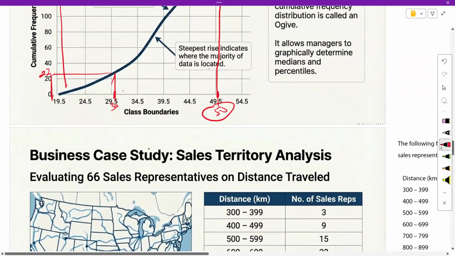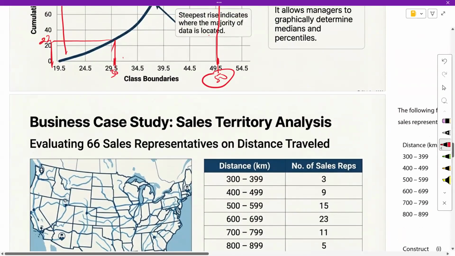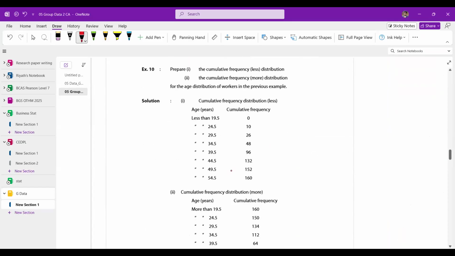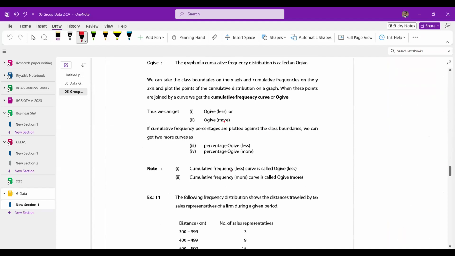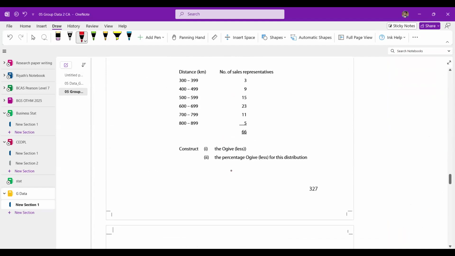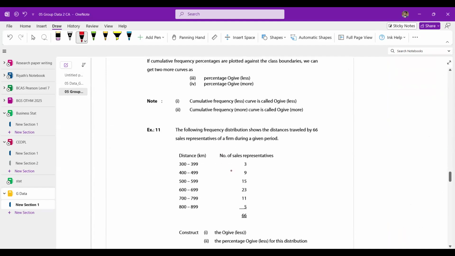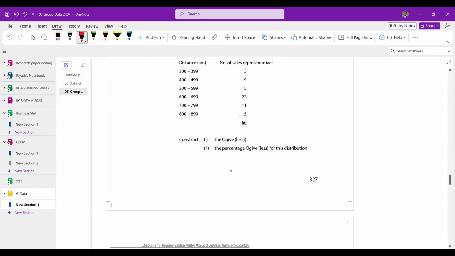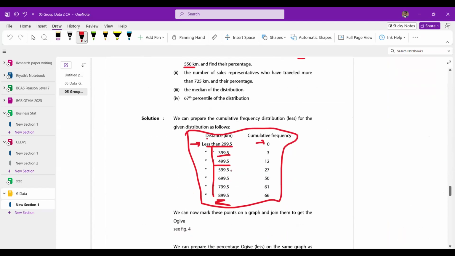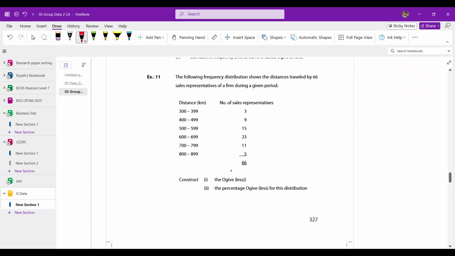One question is given. Before that, I can show the correct form of the diagram. This is the question, actually.